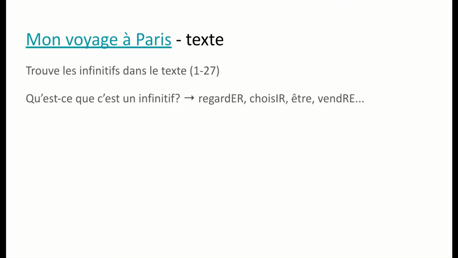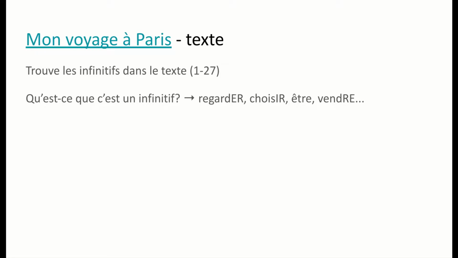is to trouve les infinitifs. Et si tu te poses la question, qu'est-ce que c'est un infinitif? Un infinitif, c'est la forme du verbe, regarder. The form that hasn't been conjugated. Regarder, choisir, être, vendre. The form that exists when there's not a subject. So when you look at the assignment, you'll see all the verbs are conjugated because I've written it. It's a little story. You have to go through and identify what verbs are those. So it's just identification.